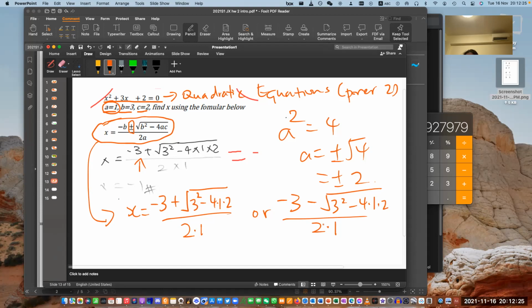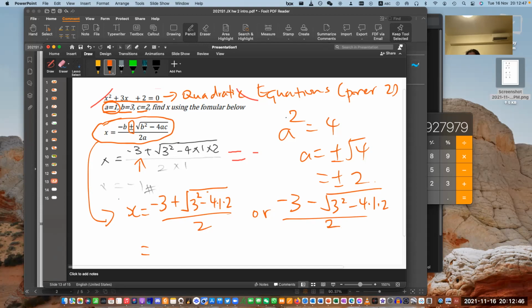So after this, what you need to do, just let the calculator do the job for you. But of course, you can simplify it before you use the calculator, because I think the calculator has too much to digest if you don't simplify it for the calculator. So let's simplify for the calculator first. So 2 times 1 is 2, 2 times 1 is 2.